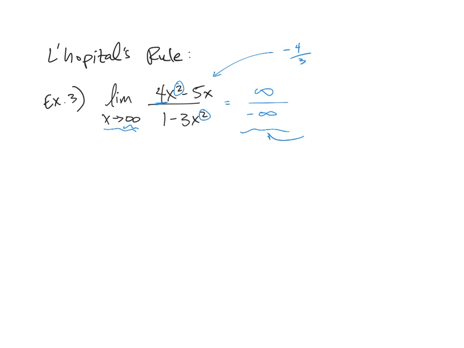Because direct substitution gives us an indeterminate form, I could use L'Hopital's rule. And remember, that says derivative of the top over the derivative of the bottom. So the derivative of the top would be 8x minus 5, and the derivative of the bottom would be negative 6x. If I plugged infinity into that, I would still get infinity over negative infinity. So it's still an indeterminate form, which means I could use L'Hopital's rule again.